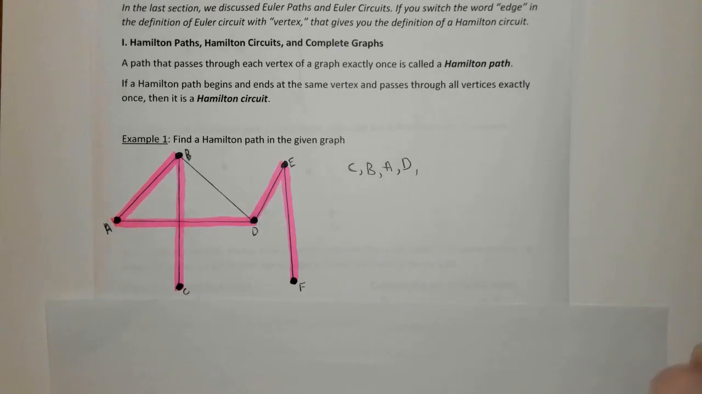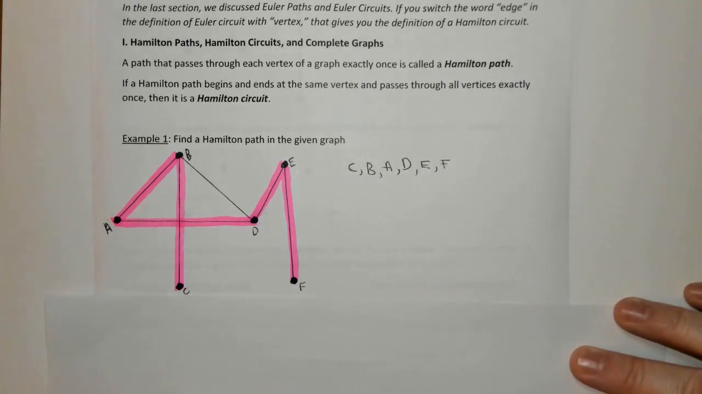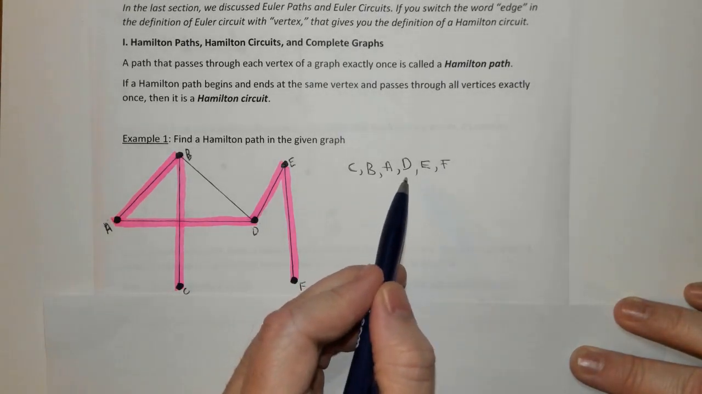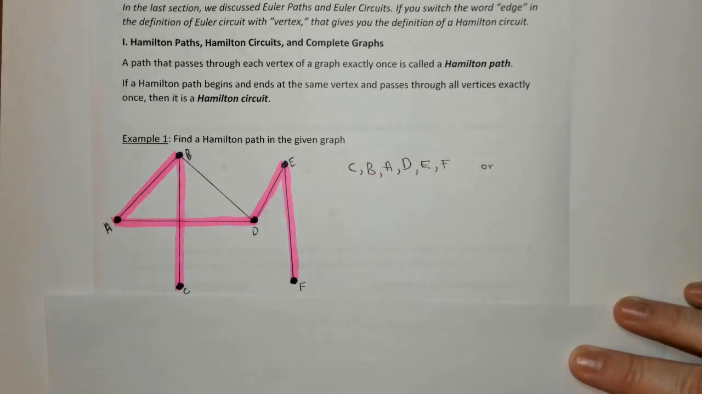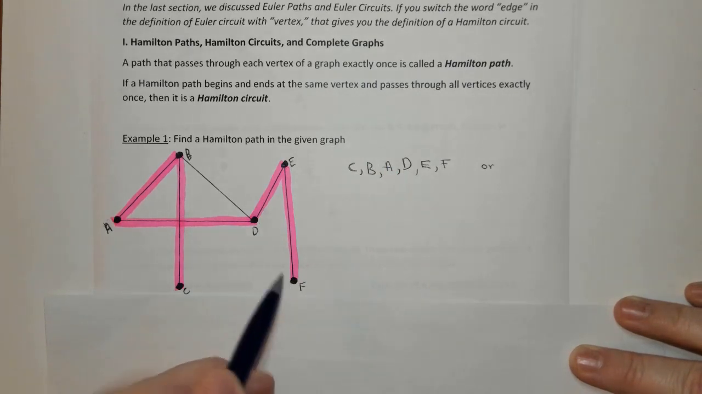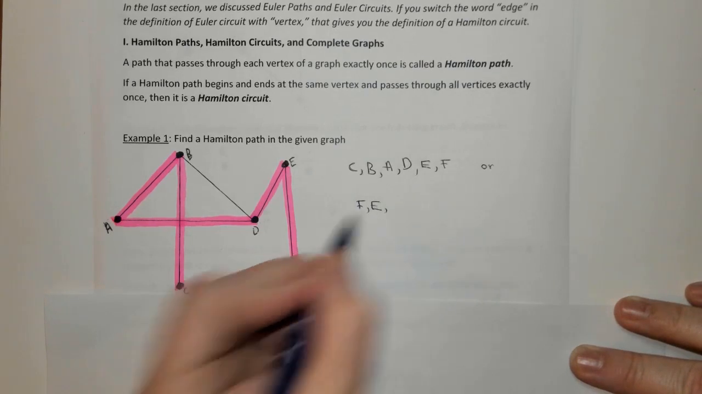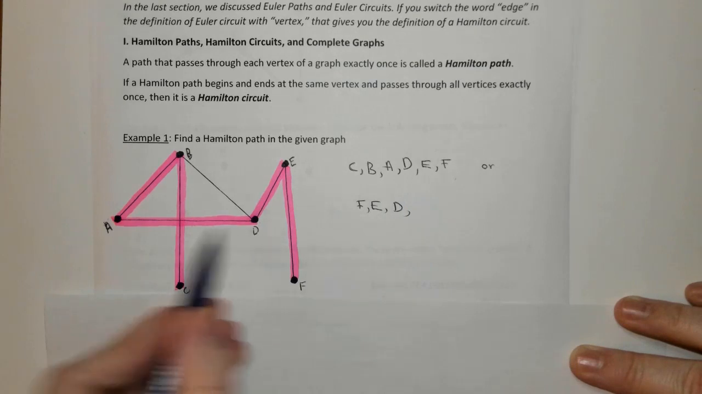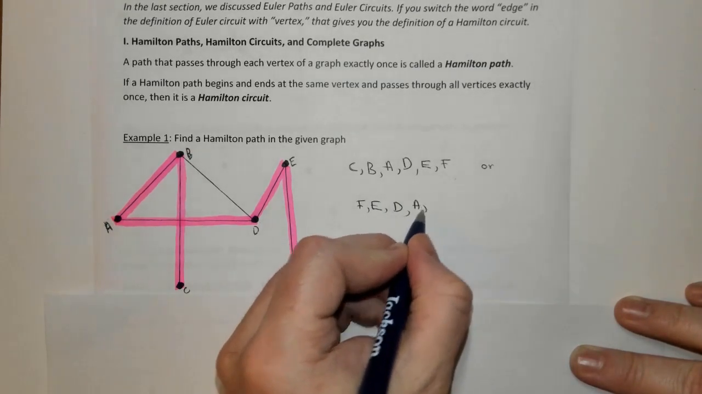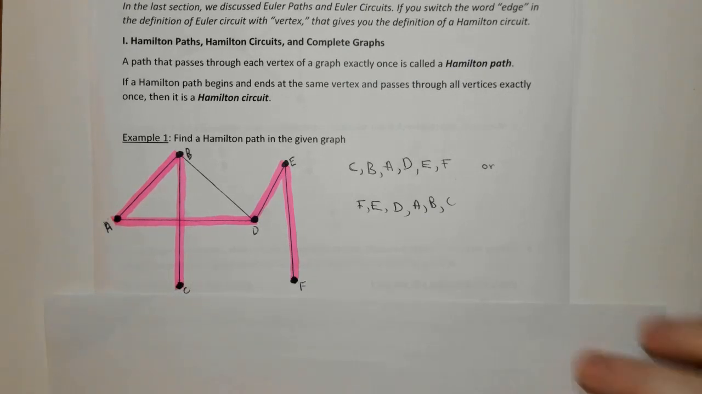E, F. C, B, A, D, E, F. Or you could go the opposite way, which would be F, E, D, I'm just going backwards, A, B, C. So think of those as endpoints. I have to end on one of those because I can't retrace over it.